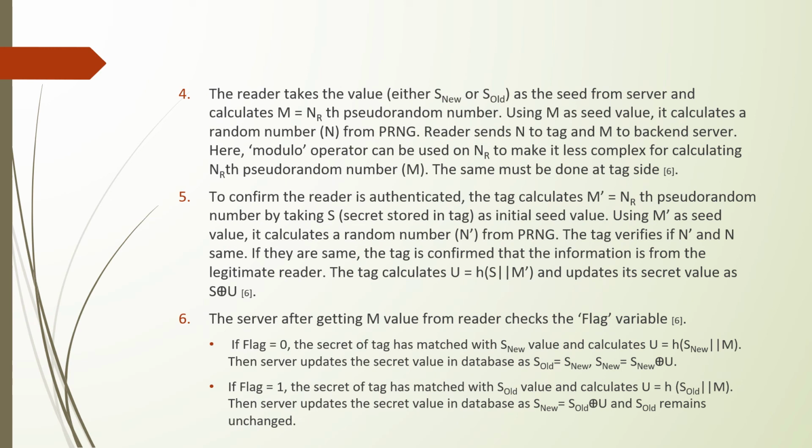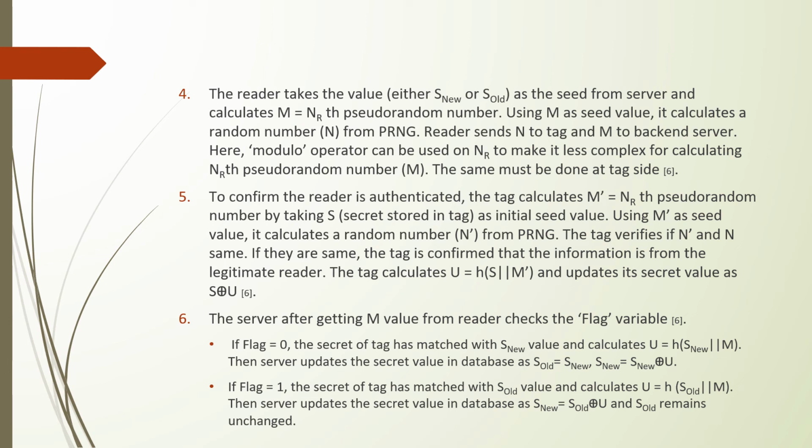At the fourth step, the reader takes the value, either S new or S old, as per the seed from the server, and calculates the M. M is used as a seed value. It calculates the random number N from the random number generator function. The reader sends this N value to the tag, and M to the backend server. Here, a modulo operation can be used on NR to make it less complex for calculations, and the same must be done at the tag side also.